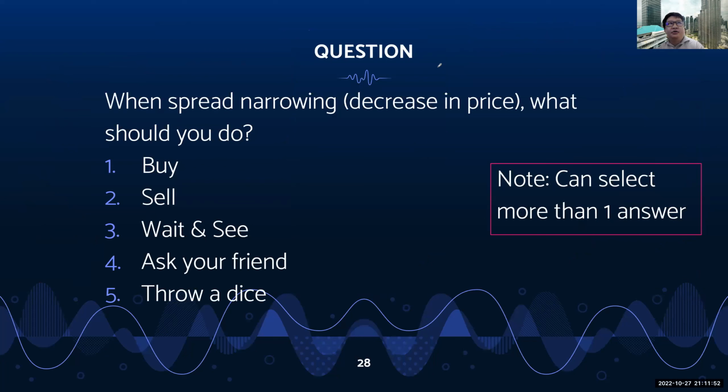We have another question again. Okay. I will need your participation. When the spread is narrowing, decreasing in price, what should you do? The first one is buy, second, sell, third, wait and see, fourth, ask your friend, fifth, throw a dice. So here, I can see the number of responders is 2. So it's correct. When the spread narrows, you should sell.